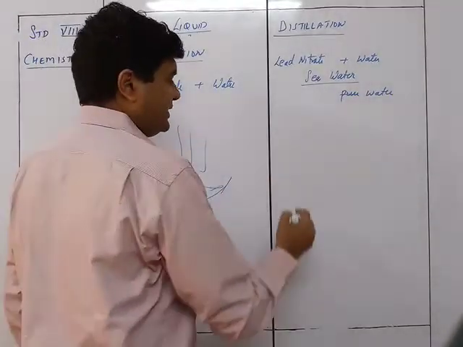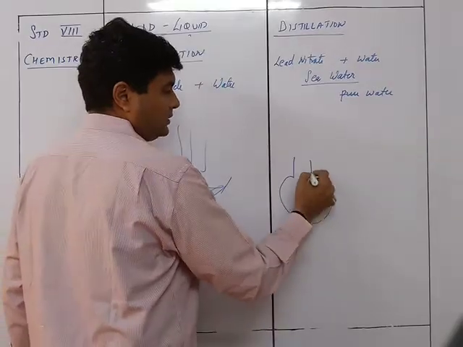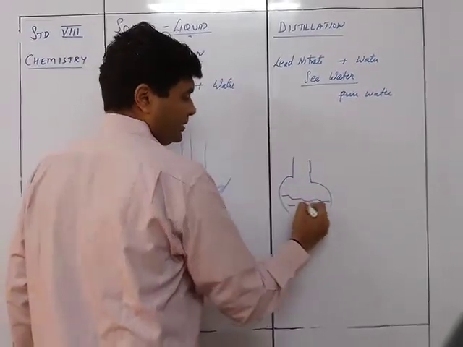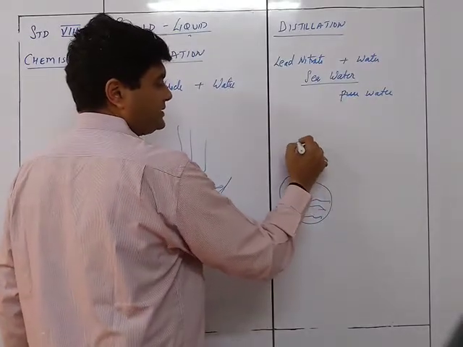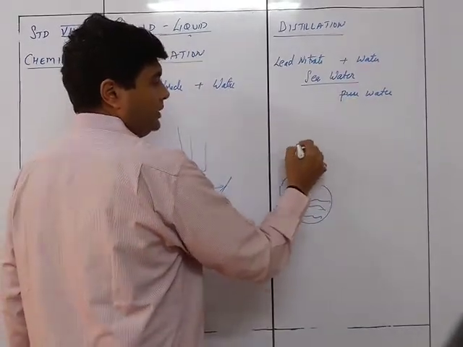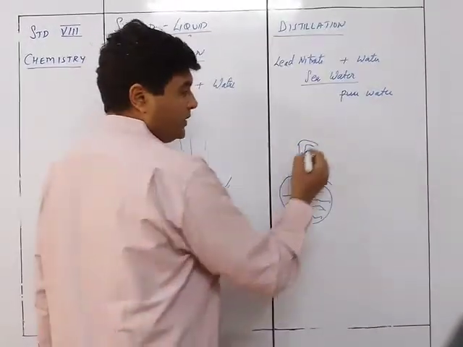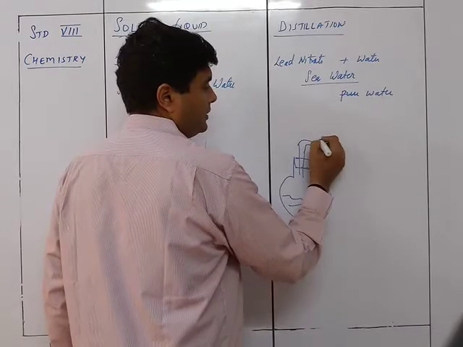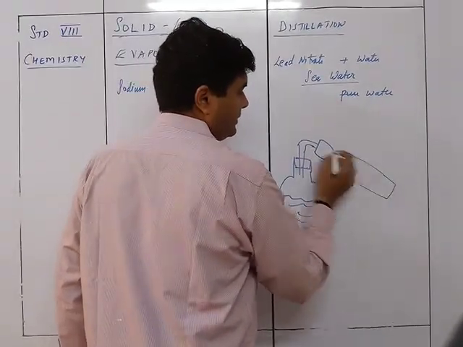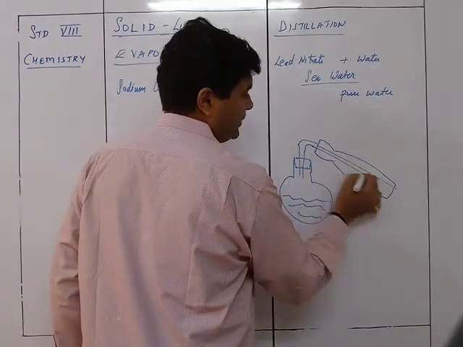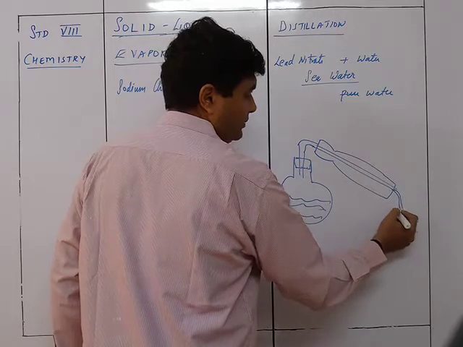So what you have is a flask over here. This flask contains the seawater, and to the flask is connected a tube which is connected to a condenser. So there will be something over here which is called a condenser, and there will be a tube passing through this way, and there will be the collection point in a beaker.